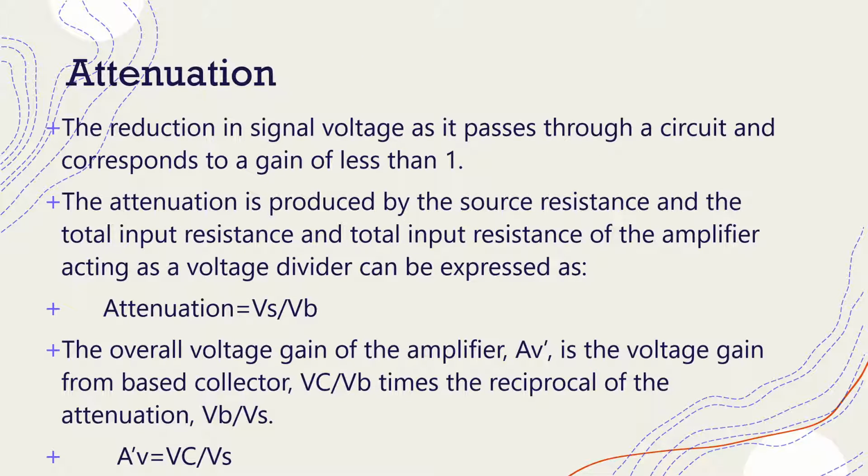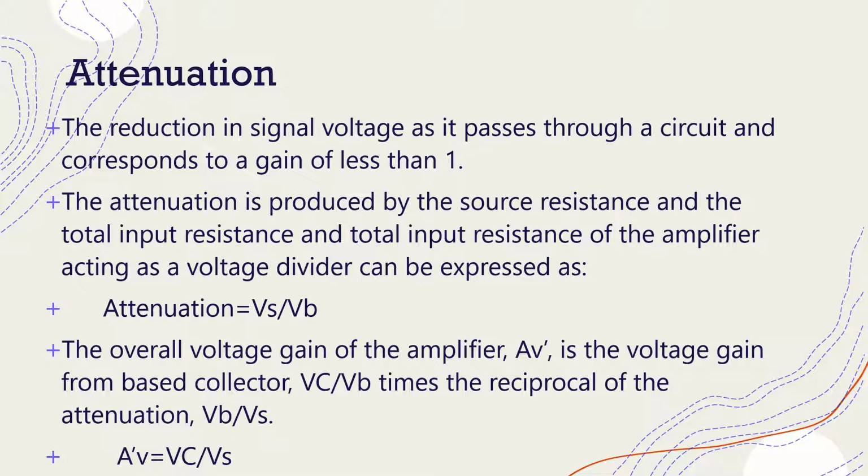Attenuation. The attenuation is the reduction in signal voltage as it passes through a circuit and corresponds to a gain of less than 1. For example, if the signal amplitude is reduced by half, the attenuation is 2, which can be expressed as a gain of 0.5, because gain is the reciprocal of attenuation.